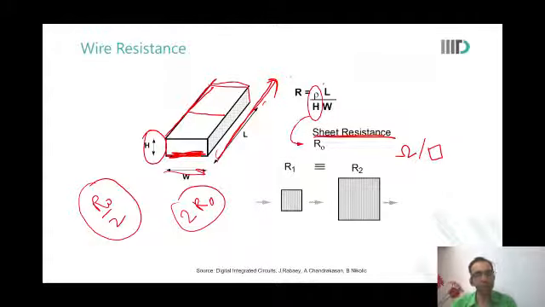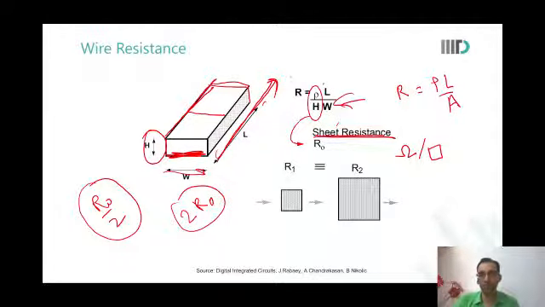Are you able to see this? So what is this square concept you're talking about? Because we have a wire, right? So what is the formula of resistance? Rho L by A. That is what we have written over here. What is A? The cross section through which the current is flowing. So I said rho by H is R naught.